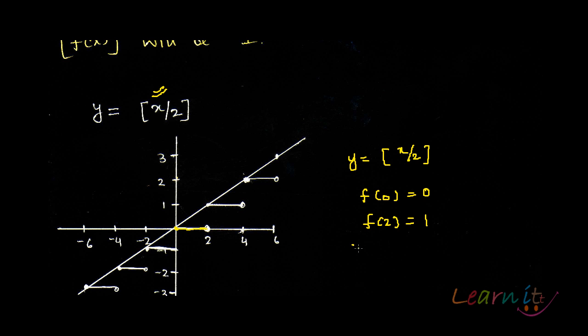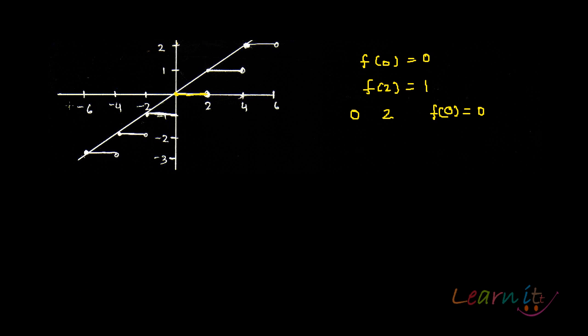Between 0 and 2, all the values it is going to take will be the value of f of 0, which is 0, and similarly for x values between 0 and minus 2, similarly for x values between 2 and 4, and so on and so forth. So this will be the graph for y equals greatest integer function x by 2.